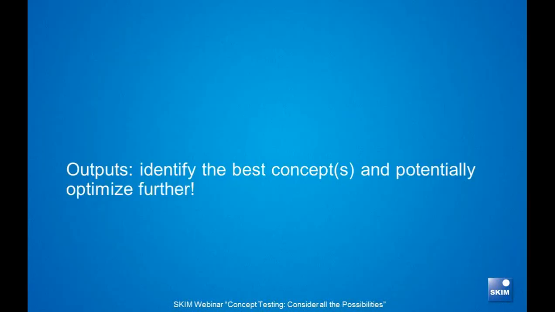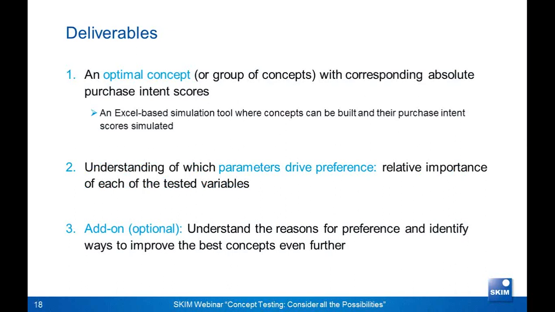Moving forward, we're almost getting to the end of the webinar actually. We were able to identify the best concepts, but you can also potentially optimize further. So I'd like to show you a bit more about what exactly is the output of our method. You get 3 main deliverables. One is an optimal concept or group of concepts with corresponding absolute purchase intent scores. Potentially you could have an Excel-based simulation tool where you can build different concepts and obtain as a result their purchase intent score. You would also get an understanding of which parameters drive preference.